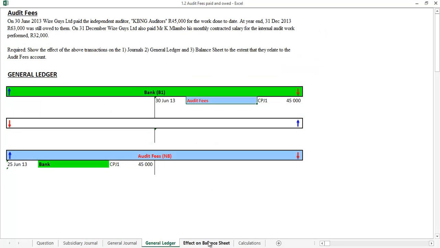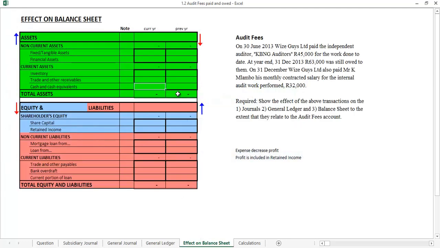Lastly, just quickly the effect on the balance sheet. Here we go. Our cash is decreasing by 45,000 Rand, and my expense, which decreases profit, is increasing. So if my expense increases, my profit decreases. If my profit decreases, my retained income also decreases. So I'm going to decrease my retained income. And there we go.